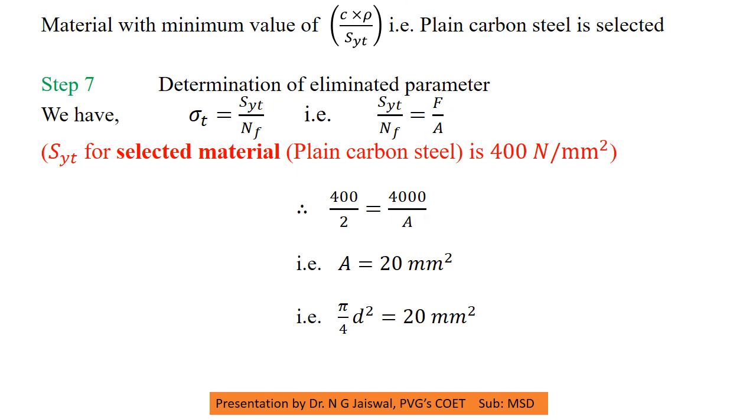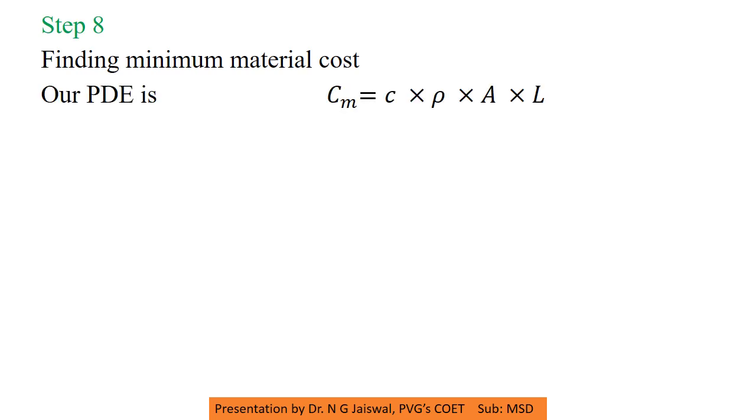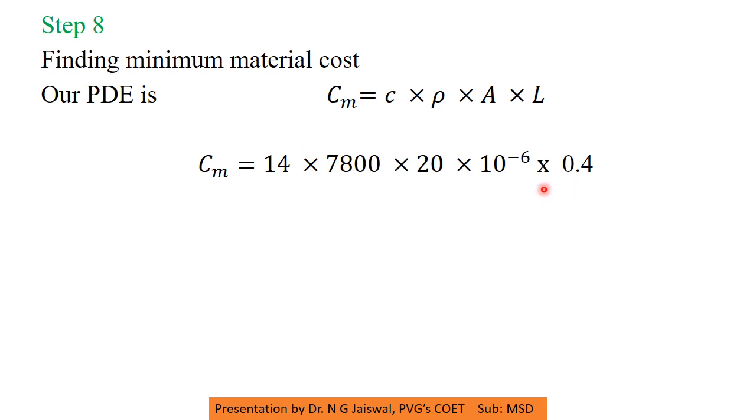Along with another answer which you want to quote, which you want to give. What is that? The cost. You said that minimum cost you will get, but how much cost? The cost you can get this way. Your earlier primary design equation was this one. C is known, rho is known, A is now known for the chosen material, into L. You can put all the numbers, all the values here. Of course, units must be seen here properly. So you get CM is equal to 0.8736.